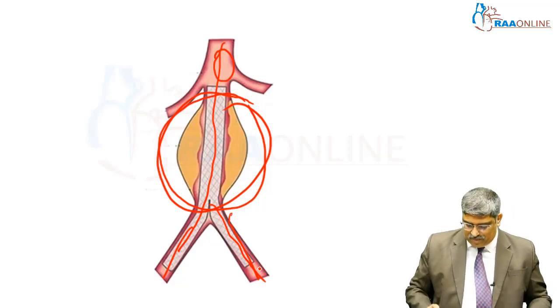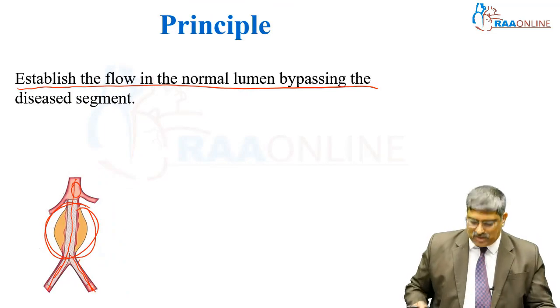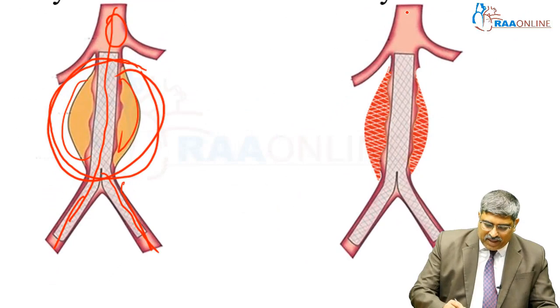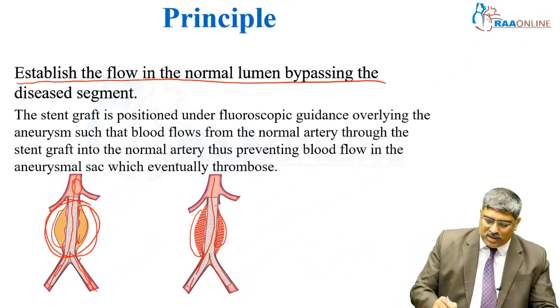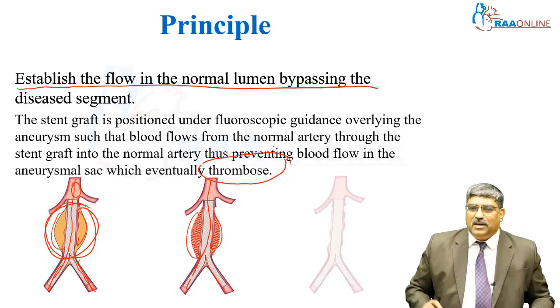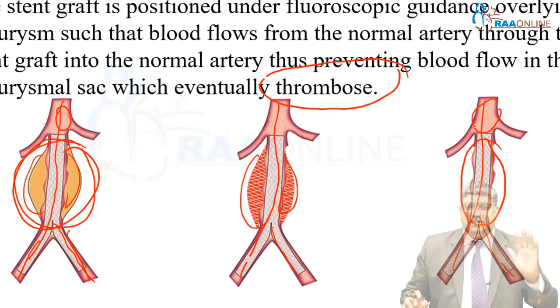That is your principle. For example, you are doing a stent placement in an aneurysm. Let us see what's happening. By establishing the blood flow to the normal part, this aneurysmal part is devoid of blood supply, so eventually it undergoes thrombosis. Here you can see the normal blood flow now established. This is the principle: basically, you are establishing a normal blood flow bypassing the diseased segment.